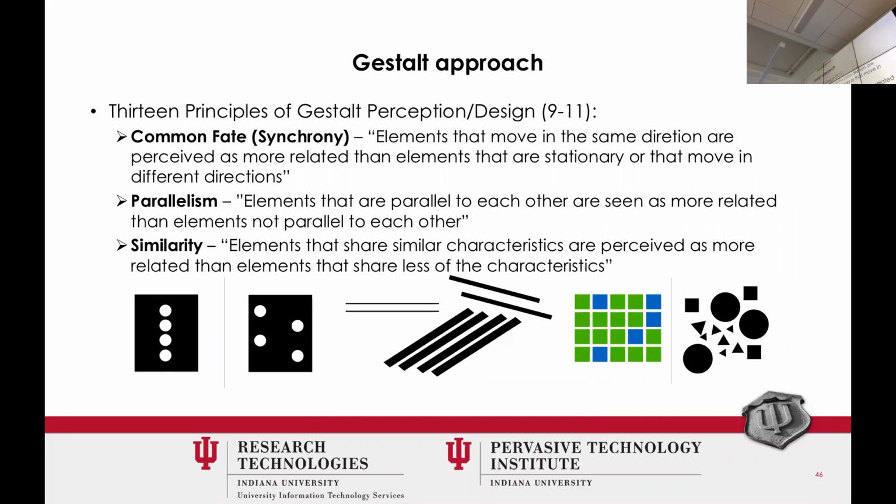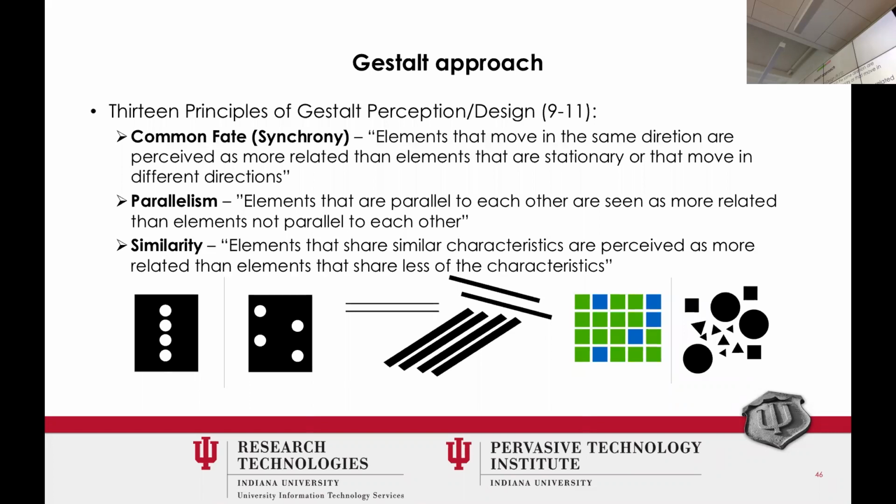So common fate is hard to show in a still picture, but basically what happens here is we have these 4 dots. 2 of them go this way and 2 of them move this way. And so we then presume these 2 belong together, which have moved to the left, and these 2 which have moved to the right belong as a unit. And so if we see this in motion, that's what we're going to see.